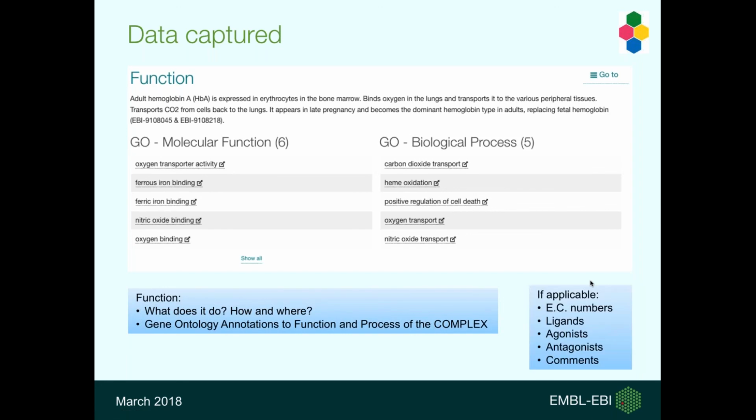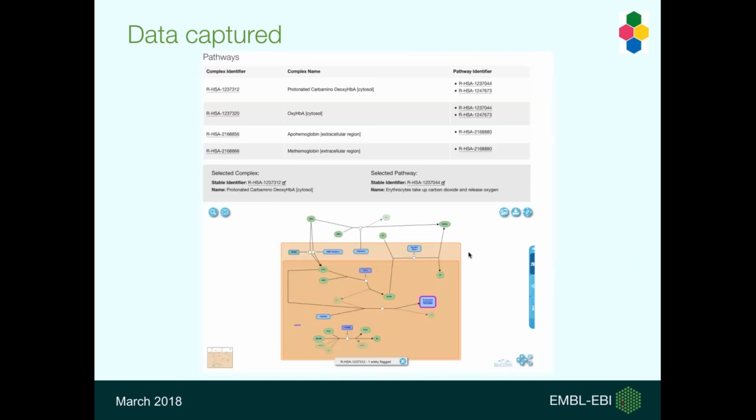Where applicable, we capture the enzyme commission numbers, ligands, agonists, antagonists, or further comments. All lists are abbreviated to the first 5 members of the list, but you can expand it by clicking on Show All. We've integrated the Reactome widget for pathway details.